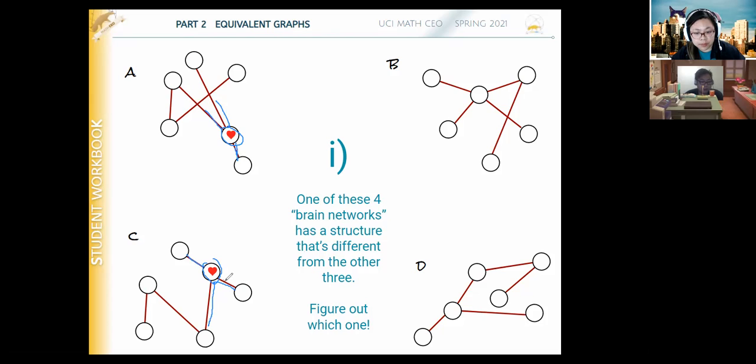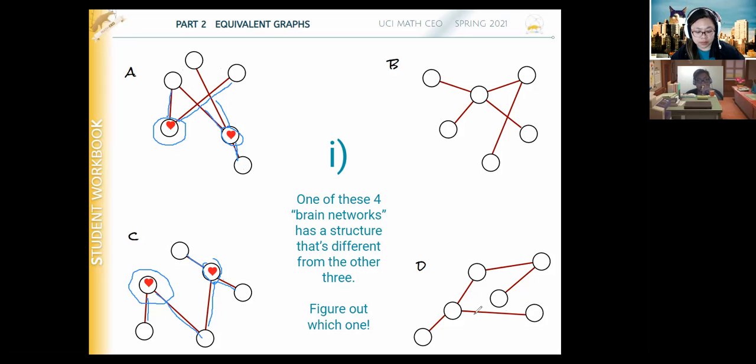And then the same goes for this point right here and this point right here. If you look at the number of neighbors, 1, 2, 1, 2. So that means these two points are equivalent. So for this activity, when you're looking at equivalent graphs, it means that every point has to have the same number of neighbors when compared to a point from another graph.